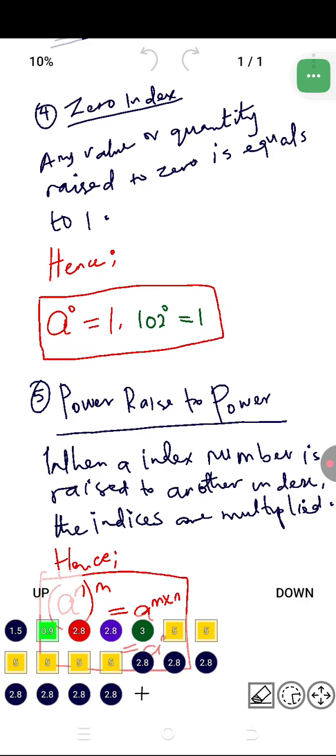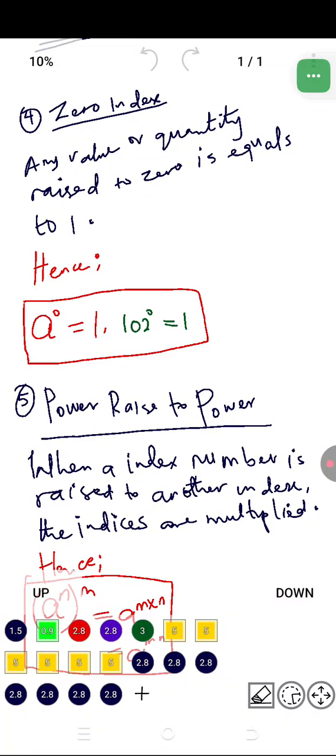So in today's lesson we'll be taking two of the laws of indices. We have considered the multiplication law, the division law, and the negative index law. So today we'll be looking at the zero index law and power raised to power.